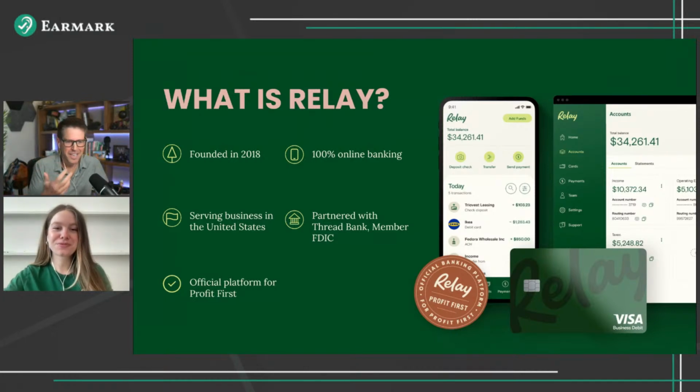Both my S corporation, this Earmark itself, the media business, the app. We do everything on Relay, and my favorite thing is being able to see and switch between all those entities with one login. So thank you for that, Deanna.